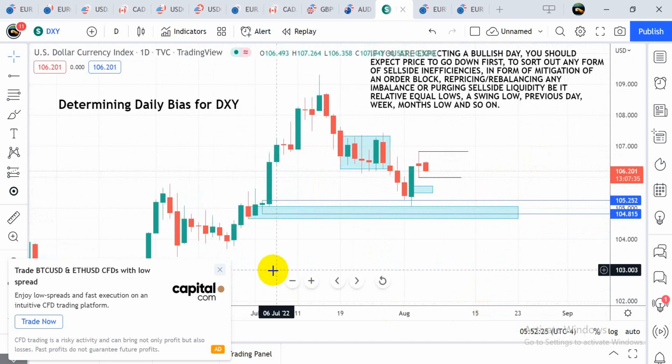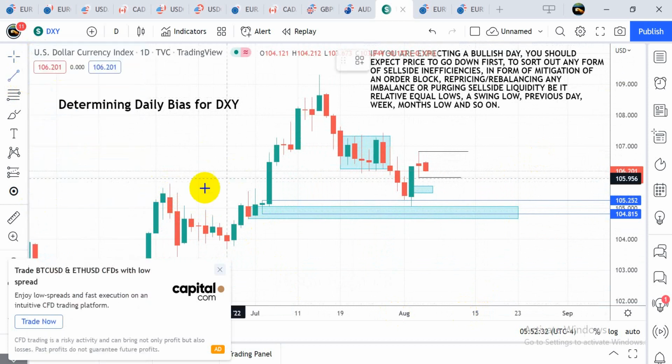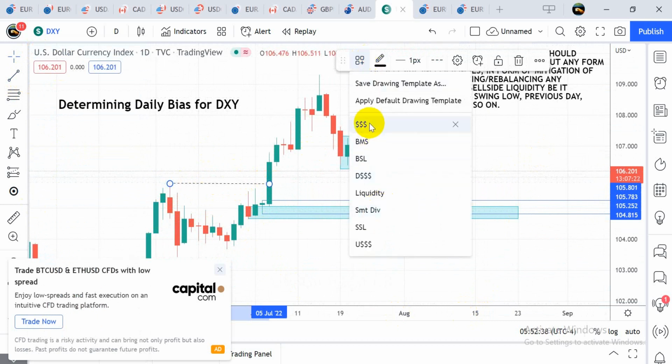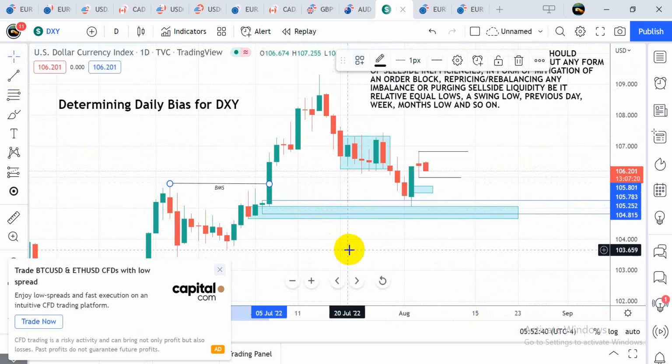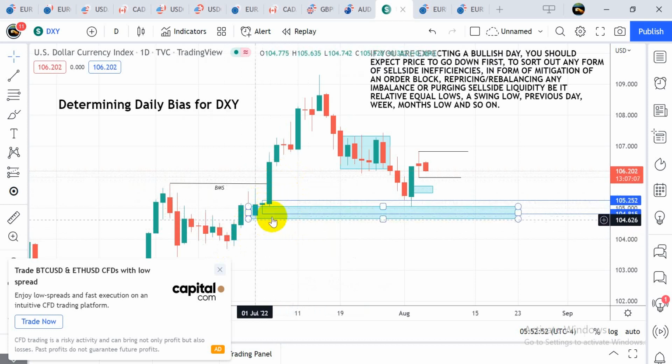We can see that dollar index has actually gone to mitigate its order block. This is BMS, breaking market structure. Okay, that's your BMS right there. And now we can see an order block right here. Though my own interest is actually this candle right here. This is my interest here, but the other block is still in line with it.